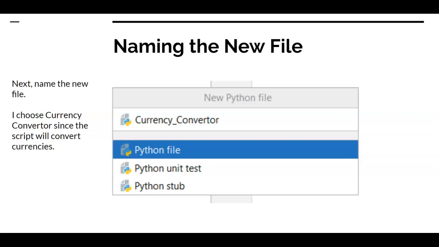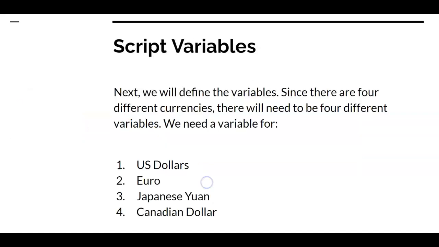Next, we want to name the new file. I chose Currency Converter since the script will convert currencies. Script variables. Next, we need to define the variables. Since there are 4 different currencies, there will need to be 4 different variables.